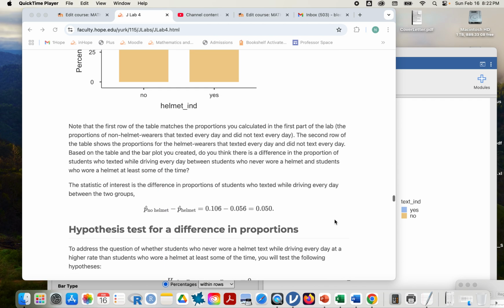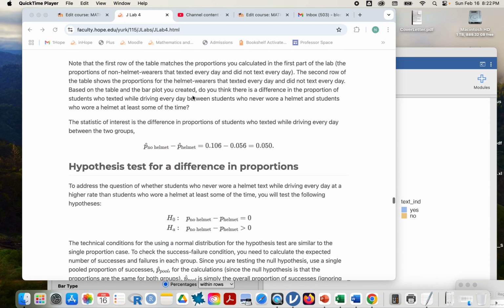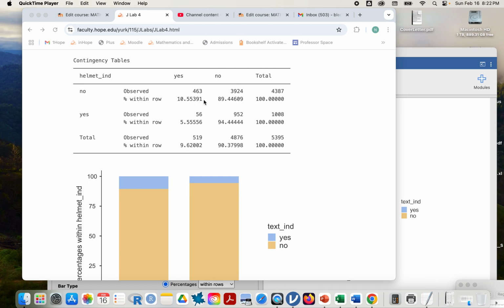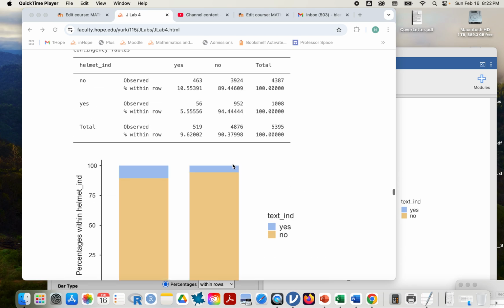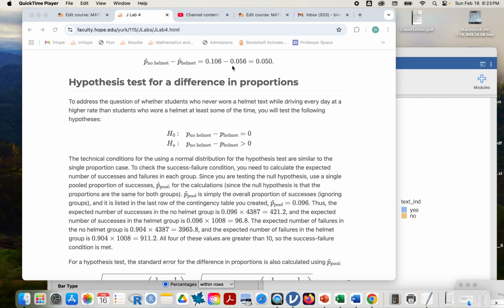Right, everybody. So now we're going to try and run a hypothesis test where our test statistic is p hat no helmet minus p hat helmet. And we have the 0.106 minus the 0.056. Well, first, where are those two coming from? Right here is the 0.106, and right here is the 0.056. They're up here, they're just listed as percents, and down here, they're just listed as decimals.